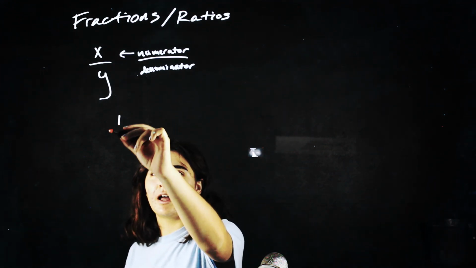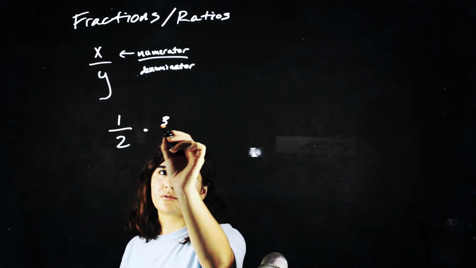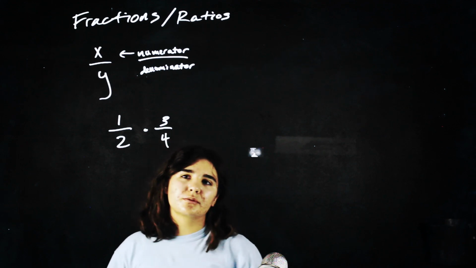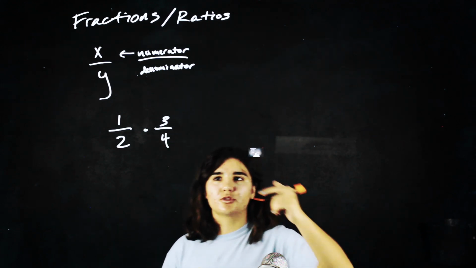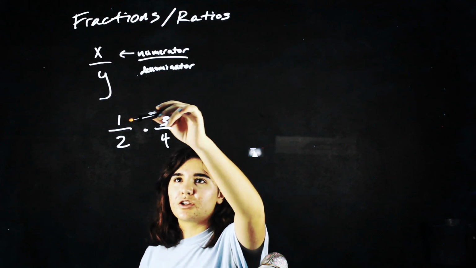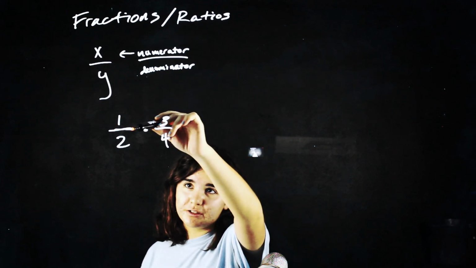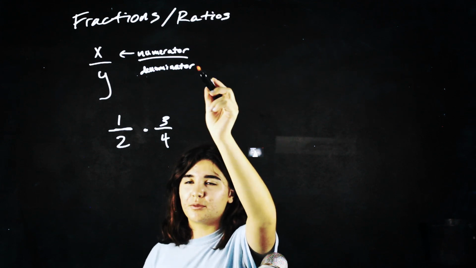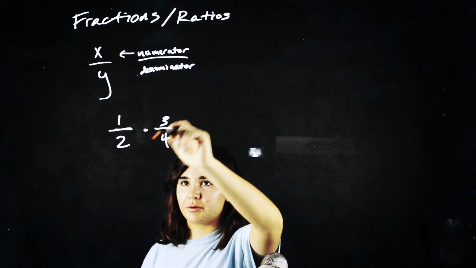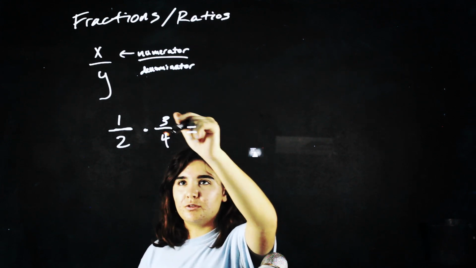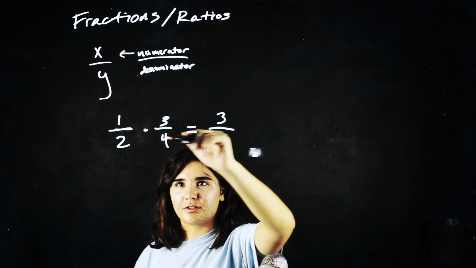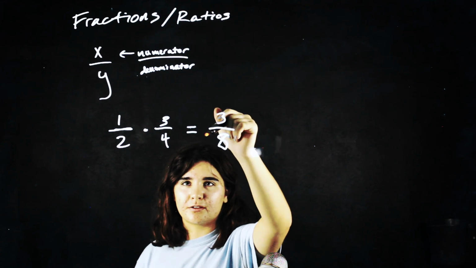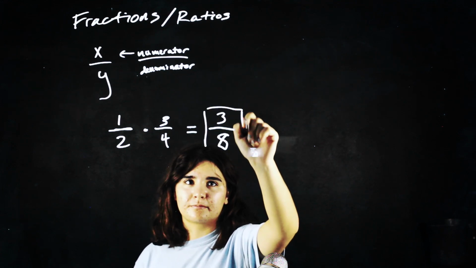I'm just going to give an example first. We're going to have 1/2 times 3/4. Whenever you're multiplying fractions, all you have to do is multiply the numerators together, so 1 times 3, and then the denominators together, 2 times 4. 1 times 3 is 3, and you keep it on the bottom for the denominators, 2 times 4 is 8. So all you get is 3/8.